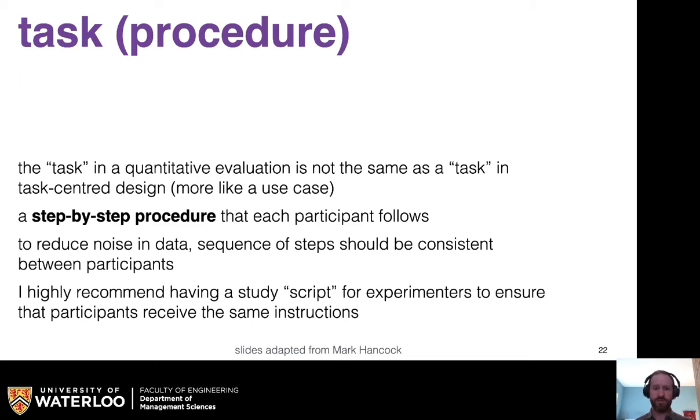To reduce noise in the data, a sequence of steps should be consistent between participants. So I highly, highly recommend having a study script for experimenters to ensure that the participants receive the same instructions. Often in these types of studies, you might automate a lot of the study by having an application that walks people through the evaluation and presents the different interfaces in the right order.